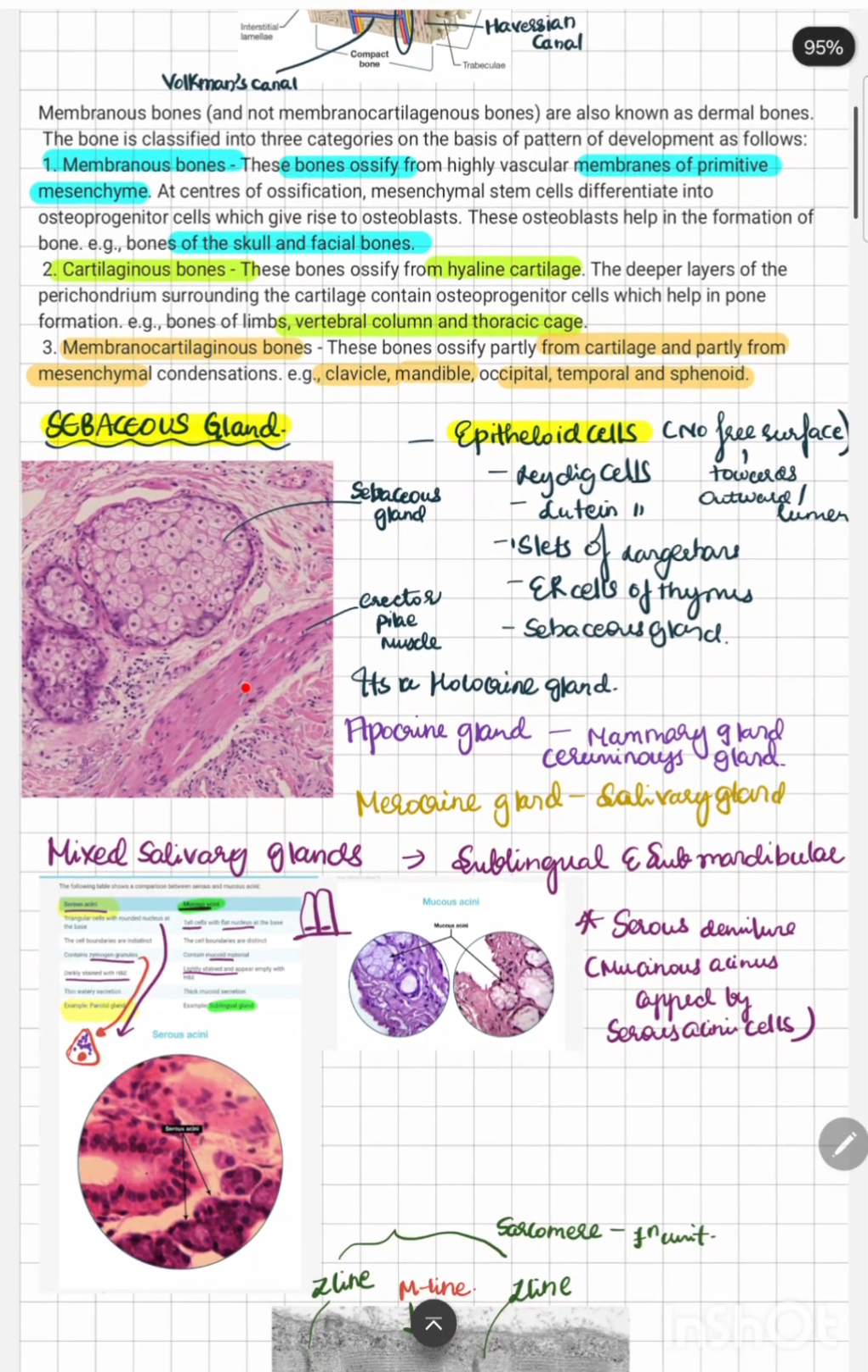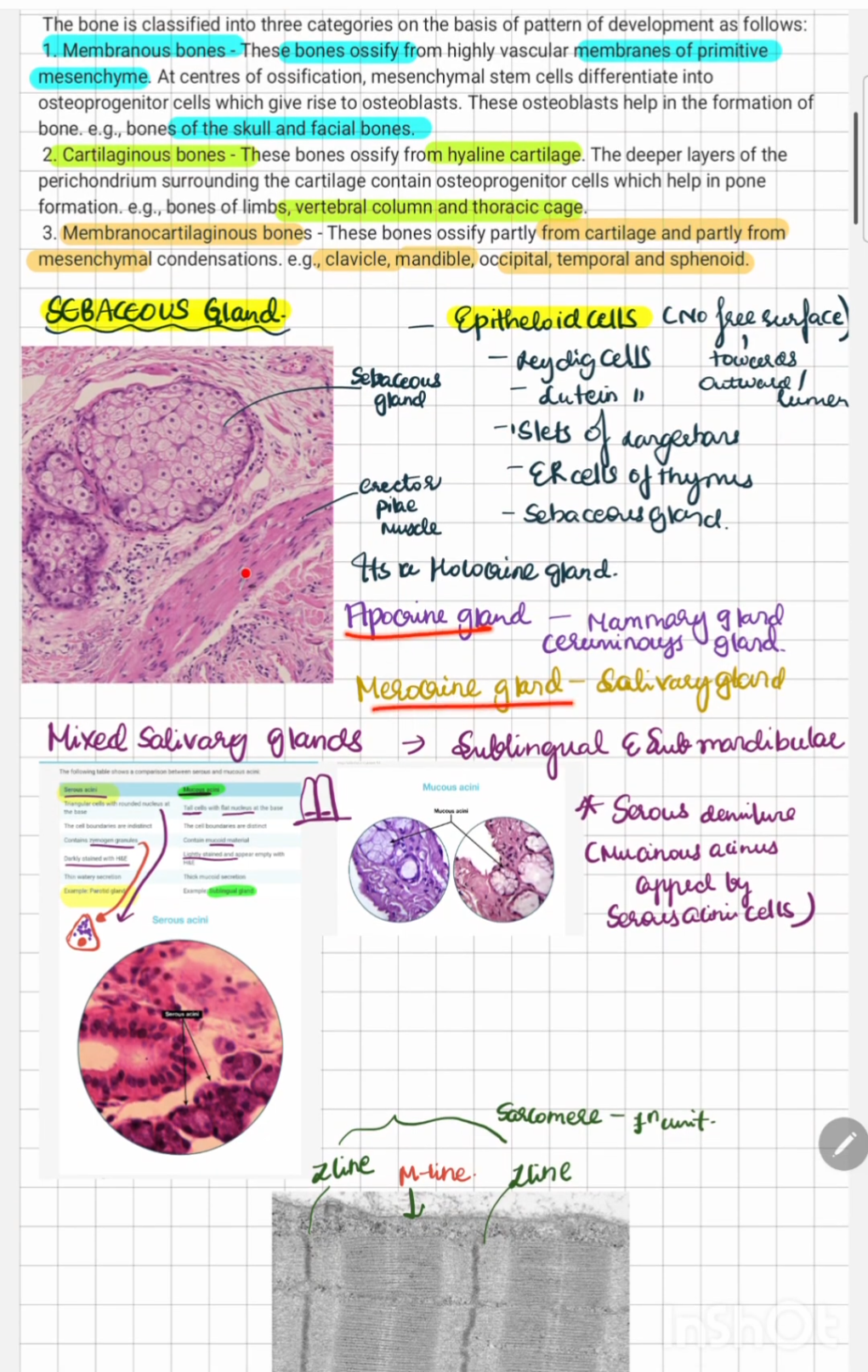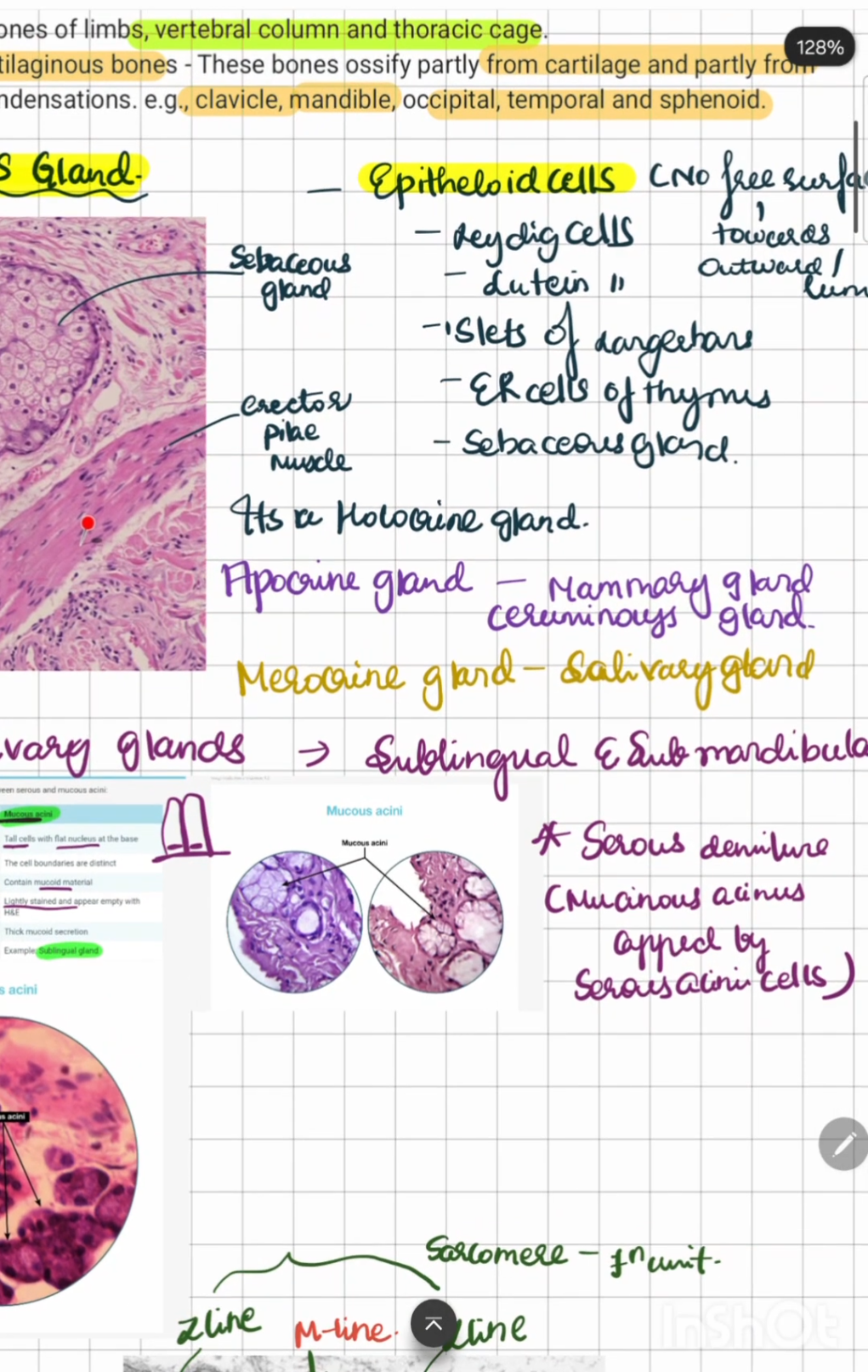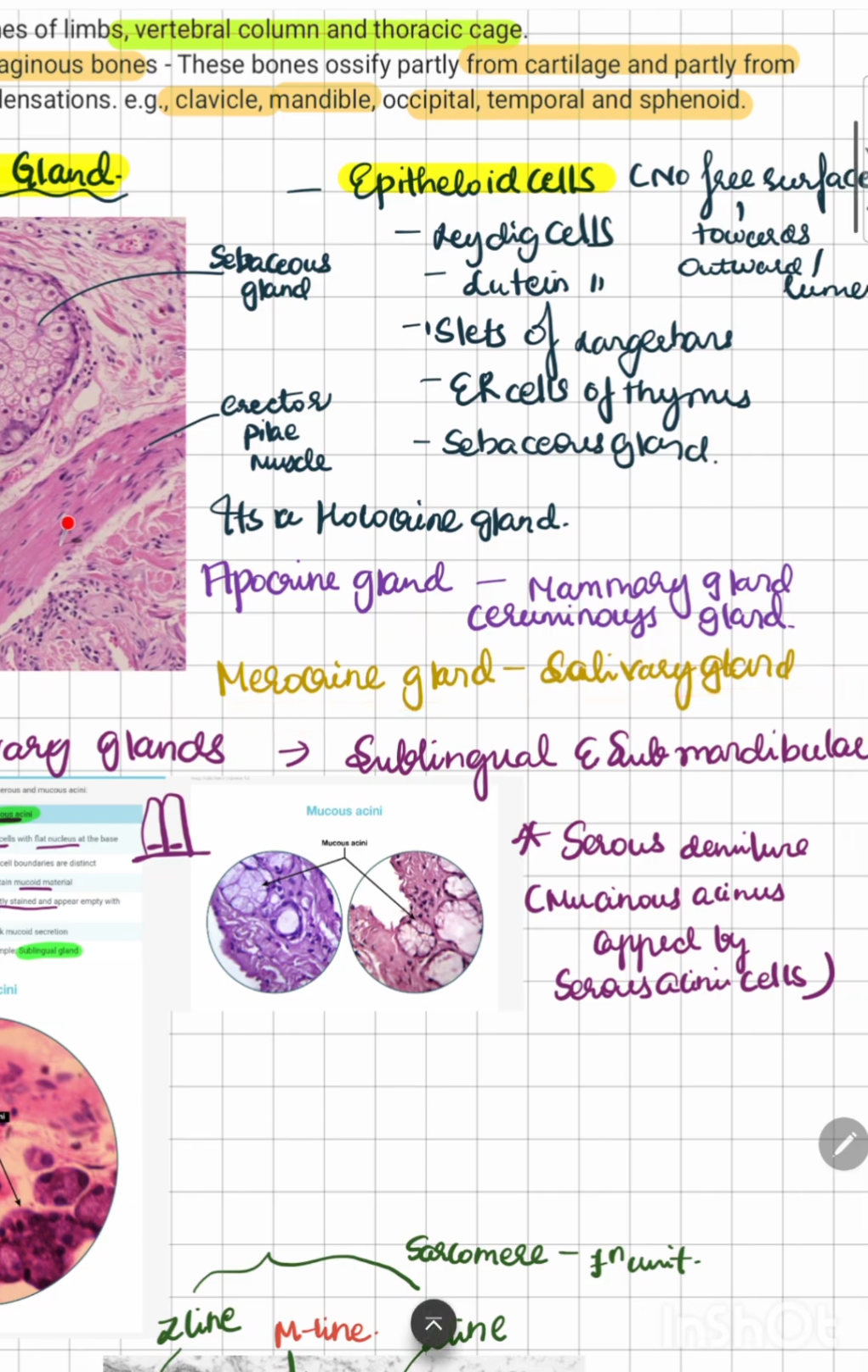You should also remember the examples of other glands like apocrine gland and merocrine gland. The easy way to remember is, for example, Apo stands for, remember it as Apollo hospitals. So Apollo hospitals are special hospitals, right? So apocrine glands are specialized glands. For example, mammary glands and ceruminous glands, which are found in the ear canal. So in that way you can remember. And salivary glands are example for merocrine gland.